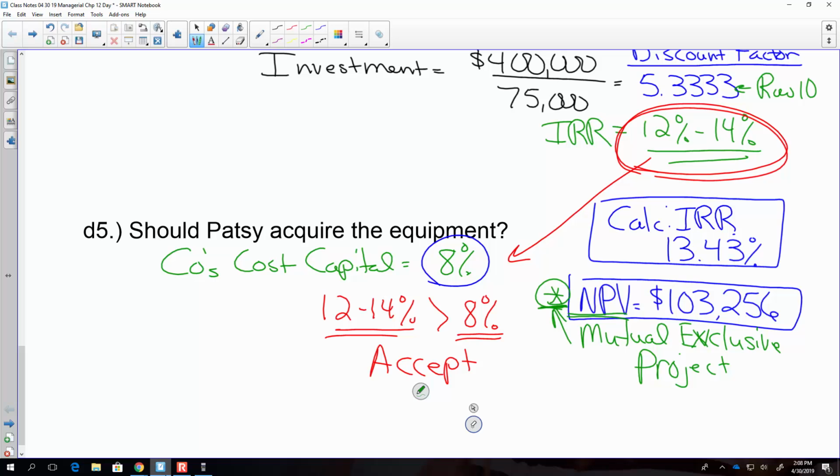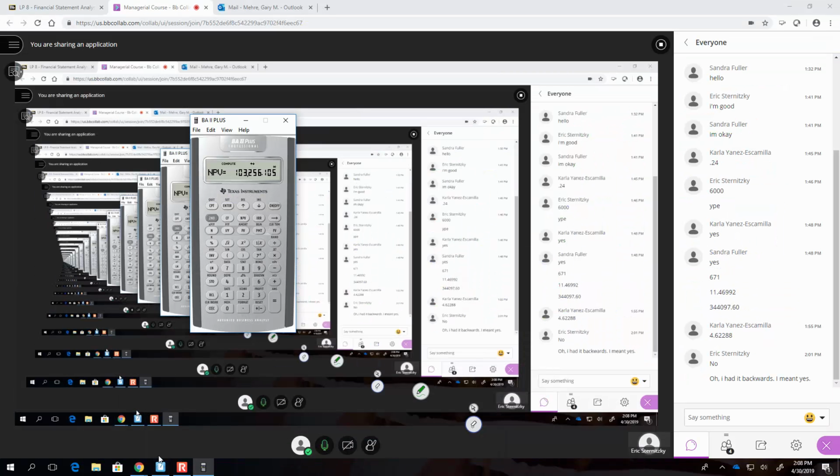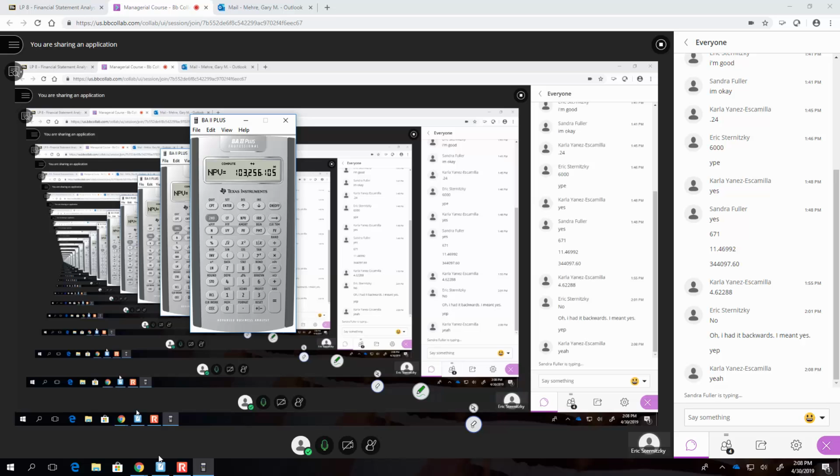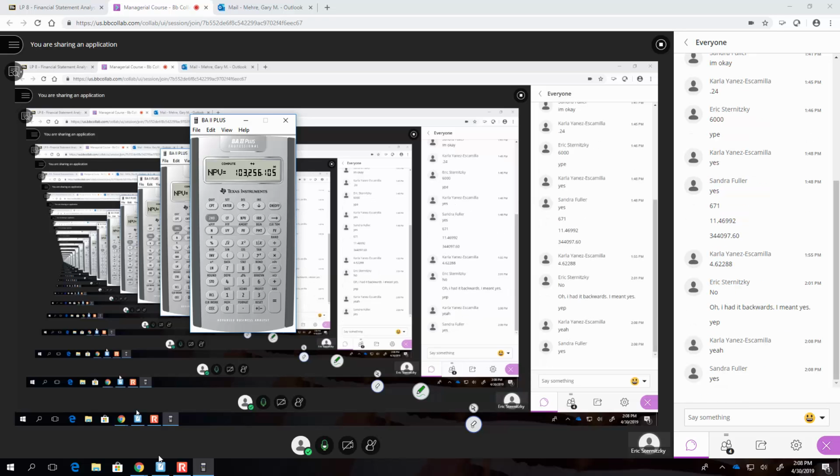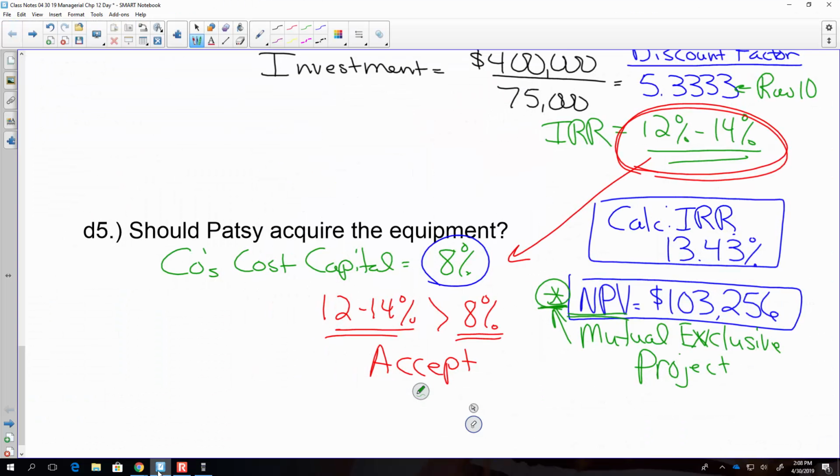Guys at home, what do you think? Clear as mud? All right, good job, guys. Does everybody understand this net present value thing? Why we use it for mutually exclusive?